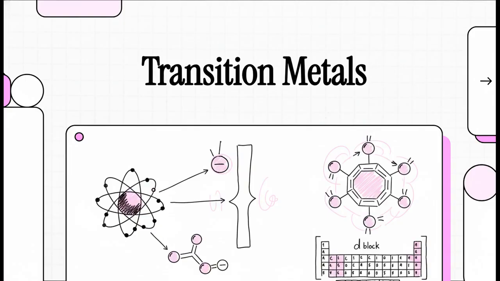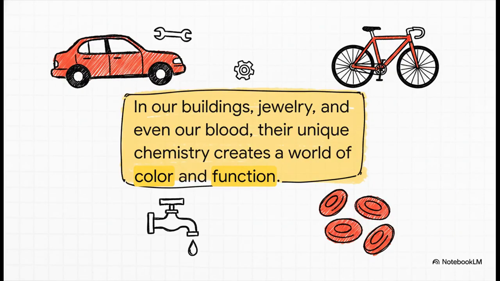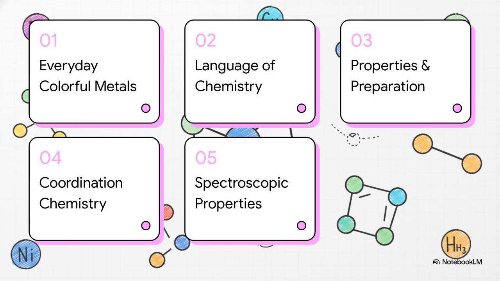Let's jump right in. You know, we're surrounded by these elements every single day, whether you realize it or not. We're talking about the iron in our buildings, the titanium in lightweight bike frames, and even the hemoglobin carrying oxygen in our blood. This incredible variety all stems from their unique electron structures, which leads to some truly beautiful and functional chemistry.